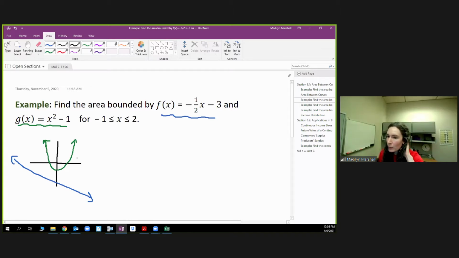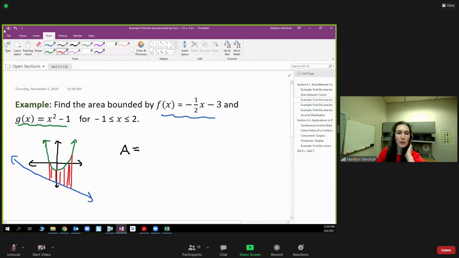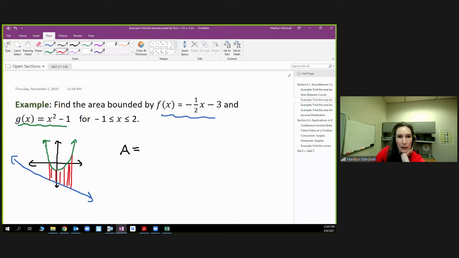So take a moment on your own to try to write the integral that we would use to find the area between these two curves, bounded by these two curves, between -1 and 2. That would be this space here. And in a little bit, I'll put up a multiple choice to choose from.